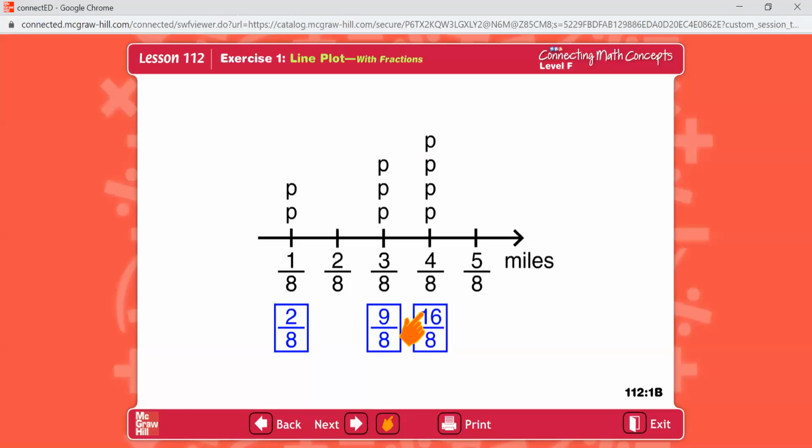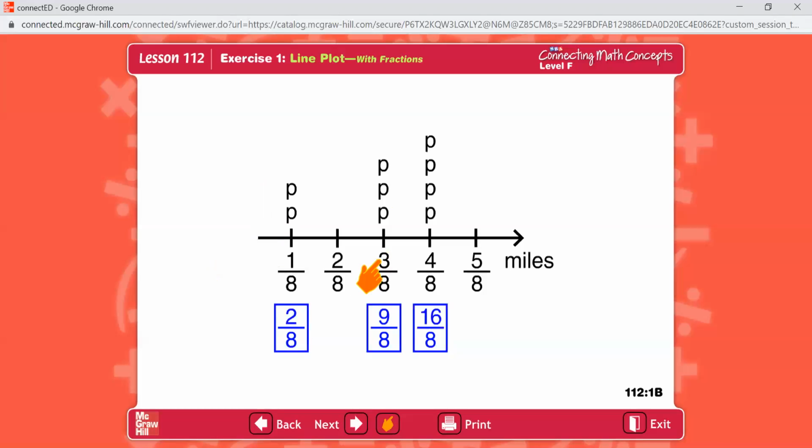Now add those fractions to find the total number of miles. Leave your answer as a fraction. 2 plus 9 plus 16 equals 27/8. Divide by the number of people up here. 1, 2, 3, 4, 5, 6, 7, 8, 9. So you're going to divide 27/8 divided by 9. 27/8 divided by 9 equals 3/8. So the average distance the people walk is 3/8 of a mile.